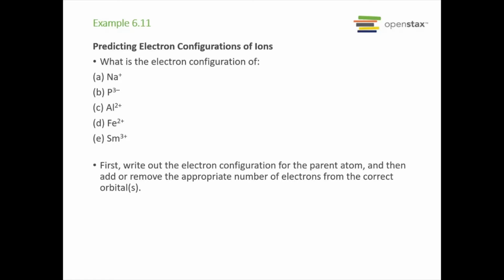For sodium, it is going to be 1s2, 2s2, 2p6, 3s1. And since it's +1, that means it's going to lose 1 electron, and it's going to come off of its outermost highest energy level, which is the 3s. So that 1 electron is coming off. So this becomes 1s2, 2s2, 2p6.